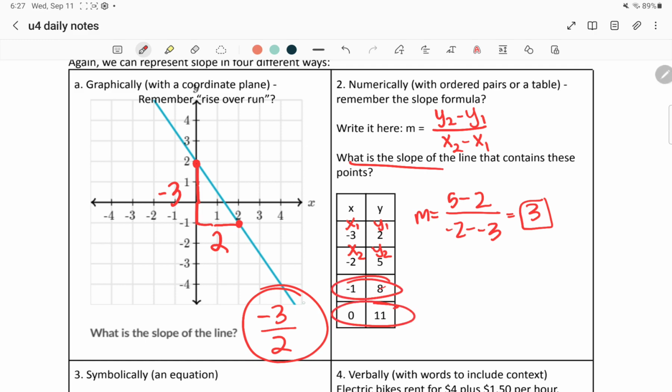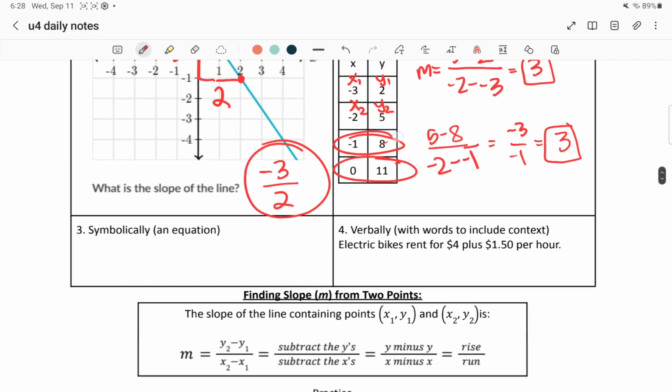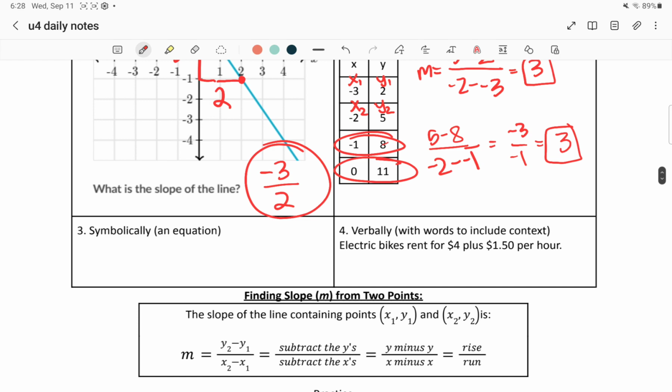You try it now with these 2 points. I'll give you a moment. Okay, what ends up happening is 5 minus 8 over negative 2 minus negative 1, excuse me, equals negative 3 over negative 1, which still equals 3, which is awesome. Okay. Symbolically, slope can be written as an equation. We just saw it. That's the slope formula. So let's write it one more time.